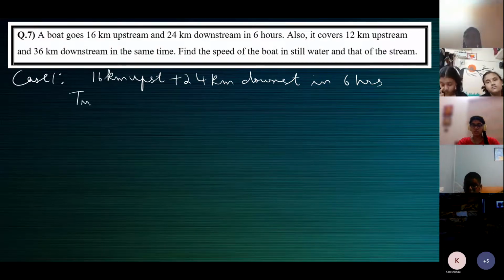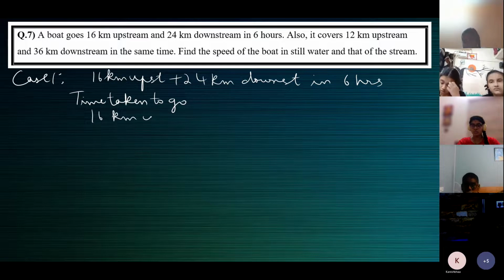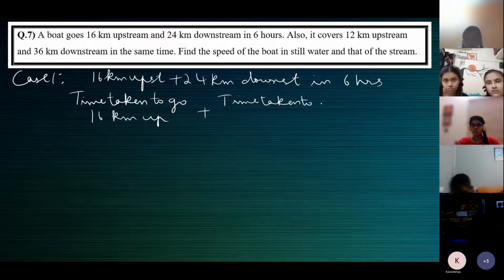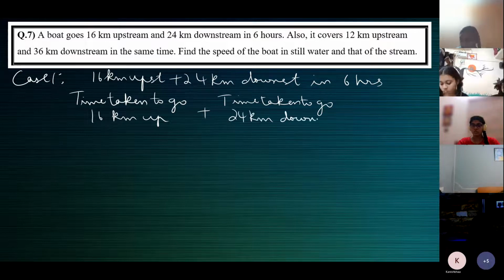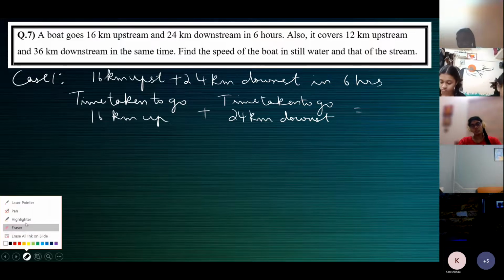That means the time taken to go 16 kilometers upstream plus the time taken to go 24 kilometers downstream is equal to the total time of 6 hours. Or you can just write is equal to 6 hours also.